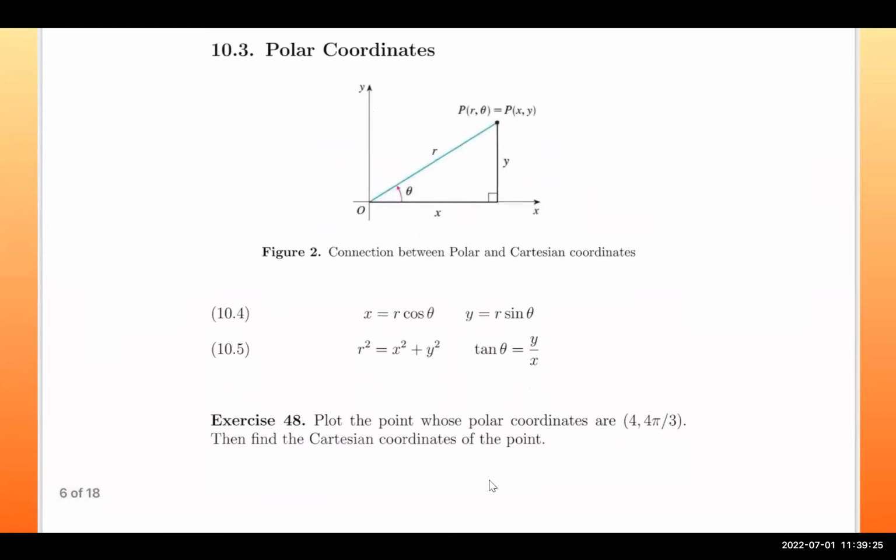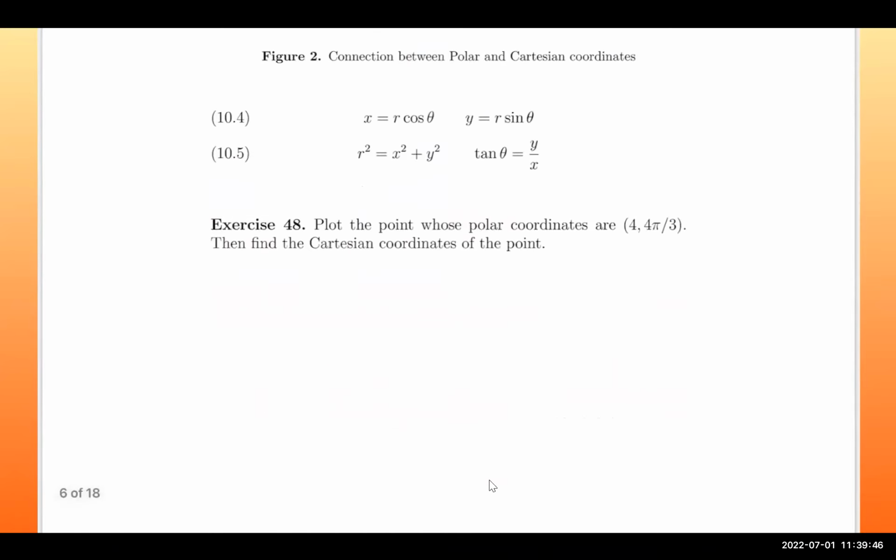This is section 10.3 on polar coordinates. So polar coordinates are r and theta, r comma theta, and Cartesian coordinates are x comma y. And you can go back and forth using these four formulas. To go from r and theta to x and y, you would use the top two. And to go from Cartesian to polar, you would use the bottom two.